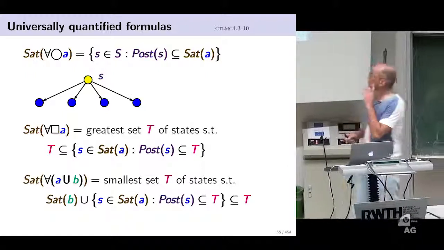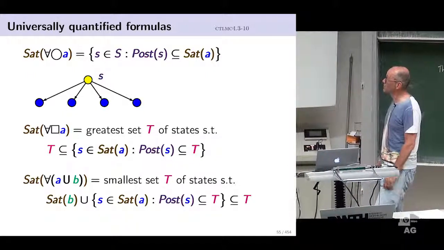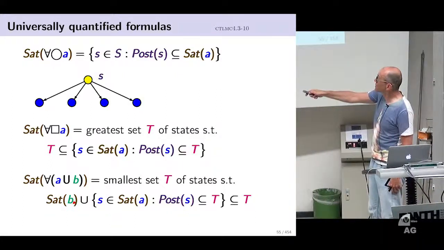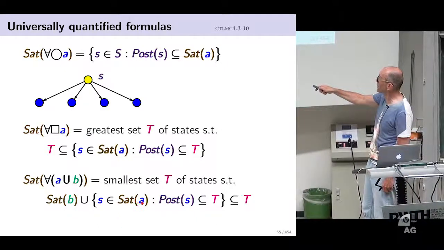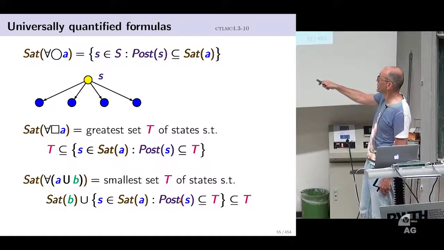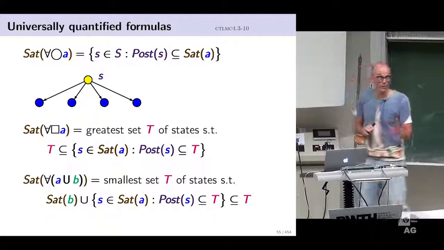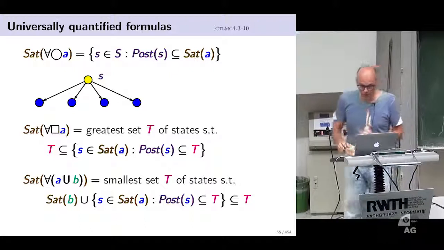Good. And for all until, it's also characterized as a smallest fixed point, so it's a smallest set. It's similar as before. You take all the B states that need to be definitely in this set because they satisfy this formula, plus you take all the A states that only have direct successors which belong to T. So the principle is very similar to what we have seen for existentially quantified formulas.